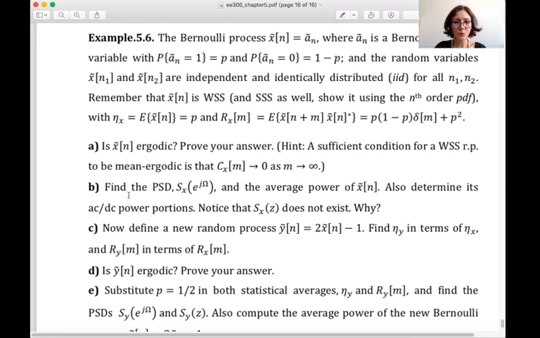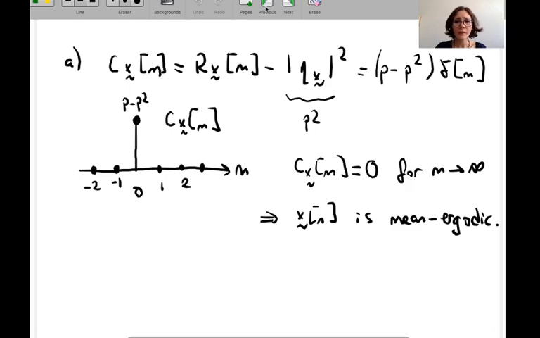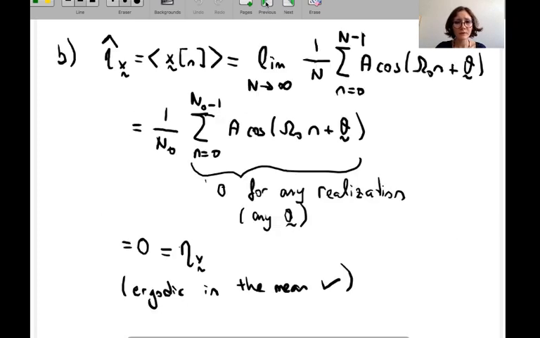Now, in the next question, don't worry, the rest of the question is going to be shorter. So we are asked to find the power spectral density and the average power of x of n, and find the AC/DC power proportions. Let's do this. Now, we are actually quite relaxed here.